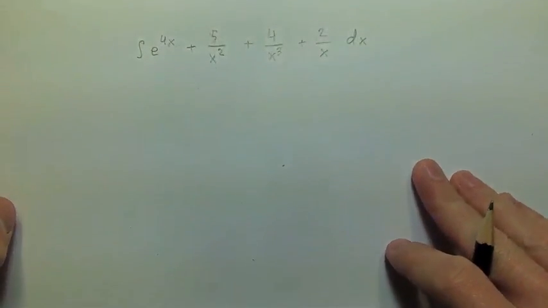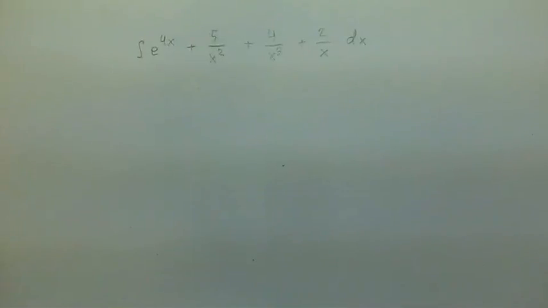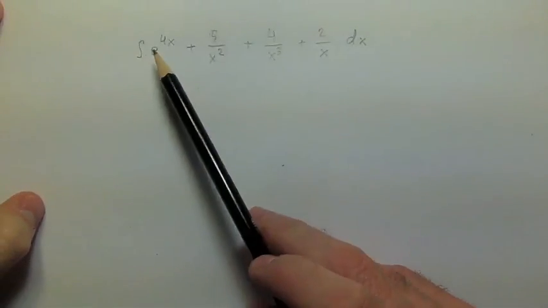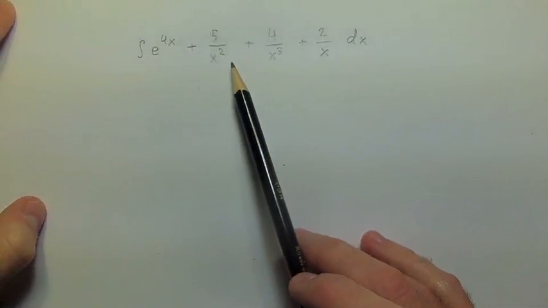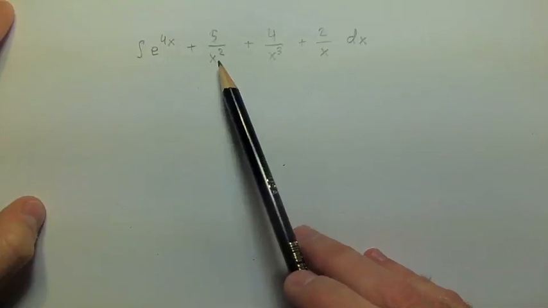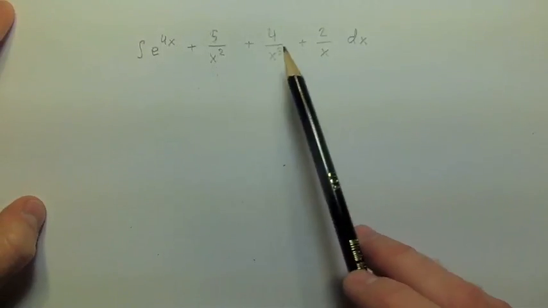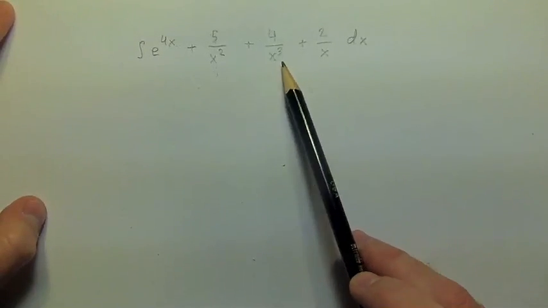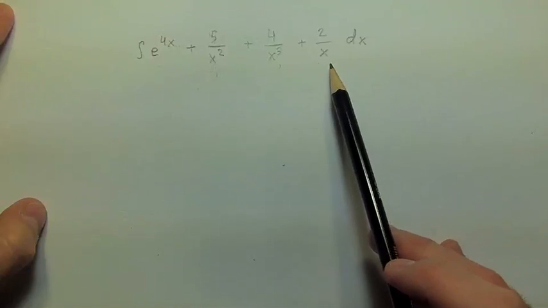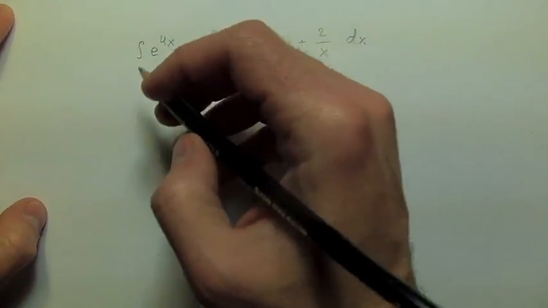Okay, let's look at this integral. e to the 4x plus 5 over x squared plus 4 over x cubed plus 2 over x dx. Now, this first one is just going to be our exponential rule. We're going to rewrite these two so we can use the power rule. This last one is a rule unto itself, and that's the natural log rule.